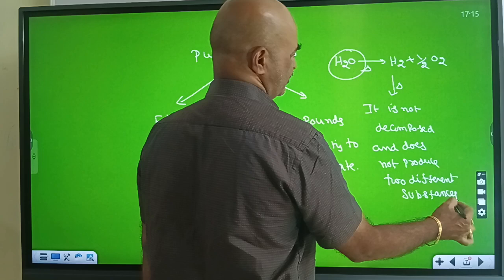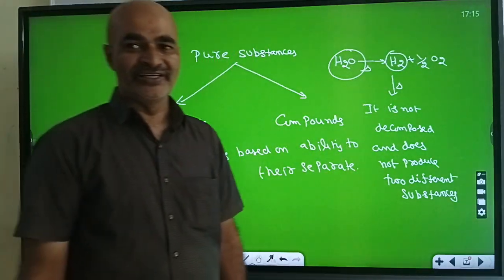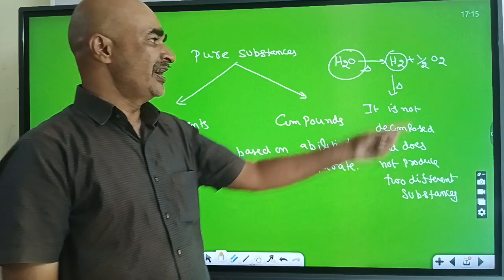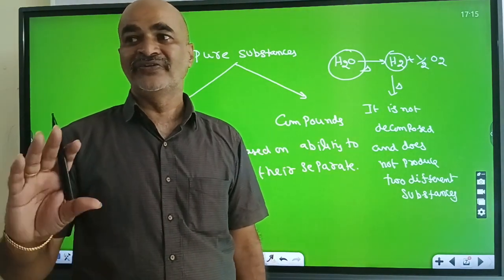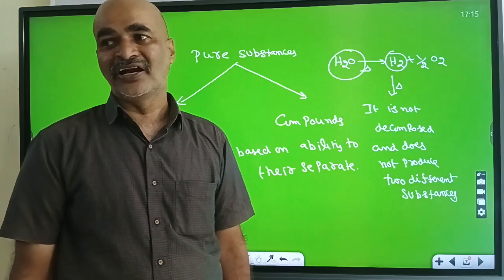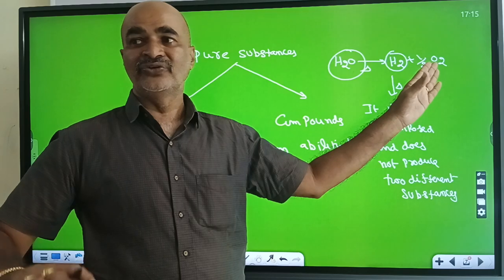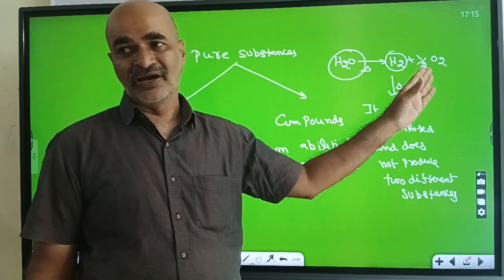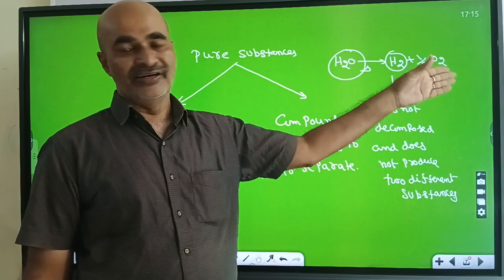So H2 is an element, while H2O is a compound. Similarly, oxygen is an element. When oxygen is heated, two different elements are not formed. So oxygen is considered an element.